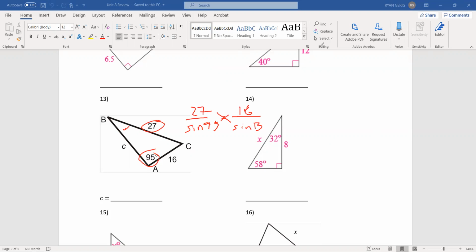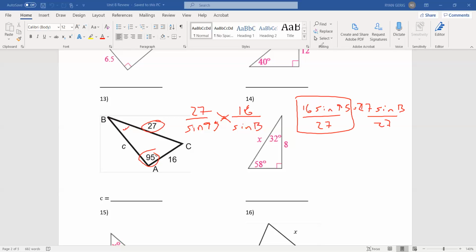I'm going to get 16 sine 95 equals 27 sine of B. Divide by 27. I get the sine of B is equal to that whole thing. I'm going to type that whole thing in the calculator. So 16 sine 95. I hit enter. I get 15.93. Not going to clear anything. I'm going to hit divided by 27. I get 0.59. And now I'm going to do the second sine, so the inverse sine of that number.